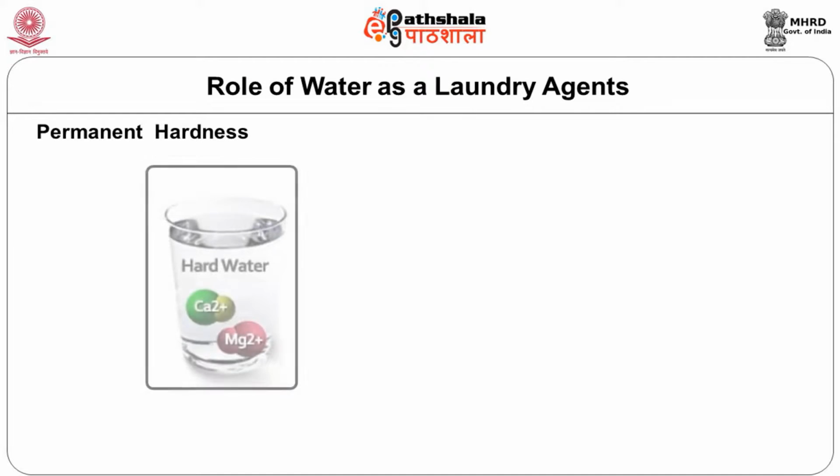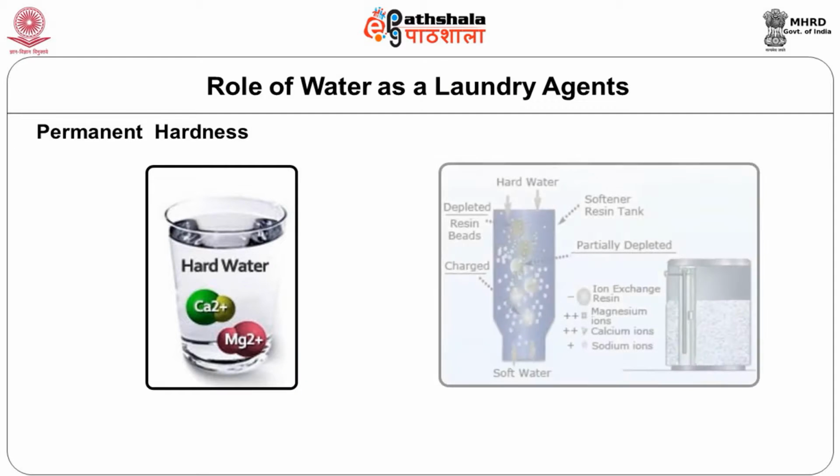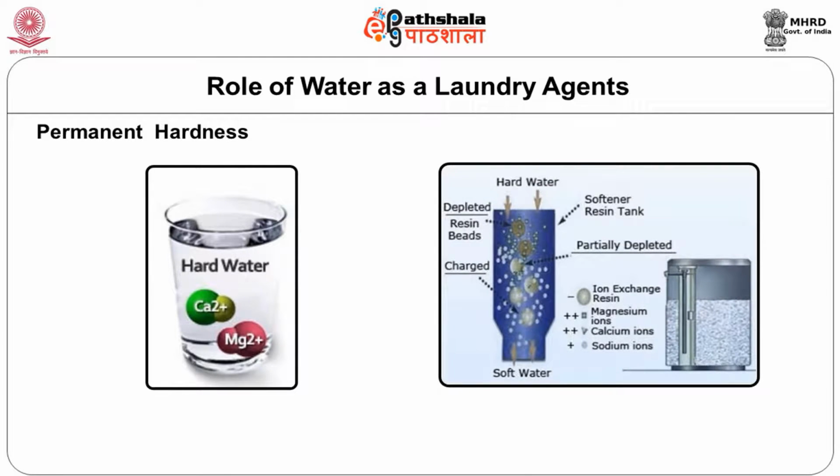Next one is the permanent hardness. This is caused by the sulfates of calcium and magnesium which cannot be removed by heating. So, a water softener is used to remove the hardness of the water.